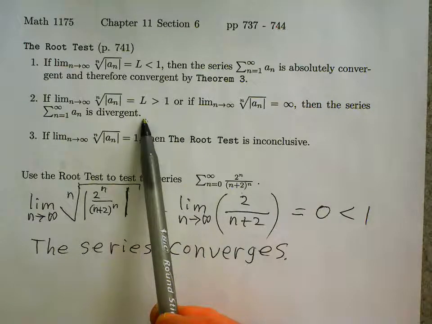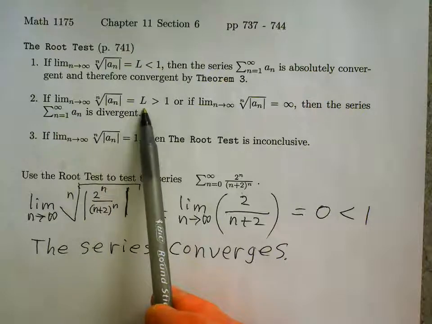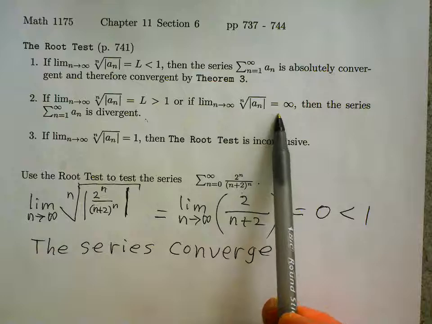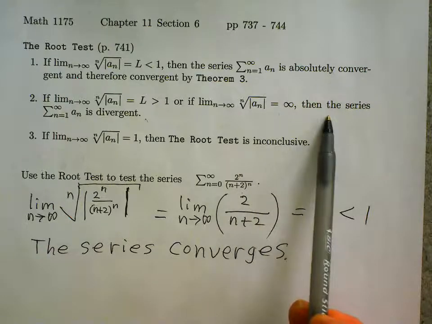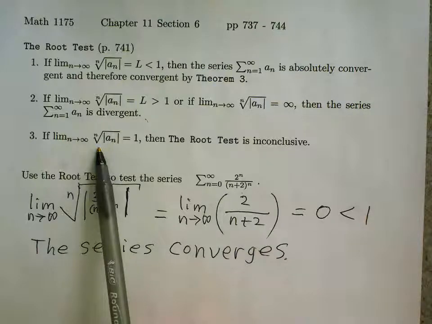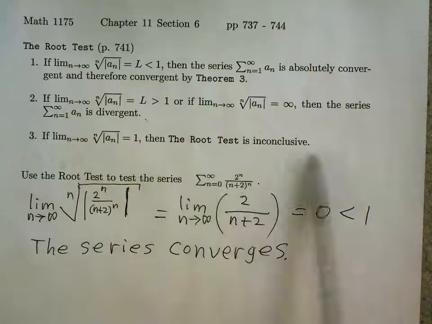But if the limit of the nth root of the absolute value of a sub n is equal to L, which is greater than 1, or if that limit is equal to infinity, then the series is divergent. And if the limit of the nth root of the absolute value of a sub n is equal to 1, then the root test is inconclusive.